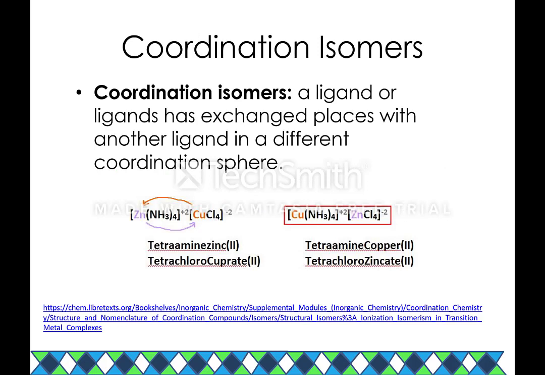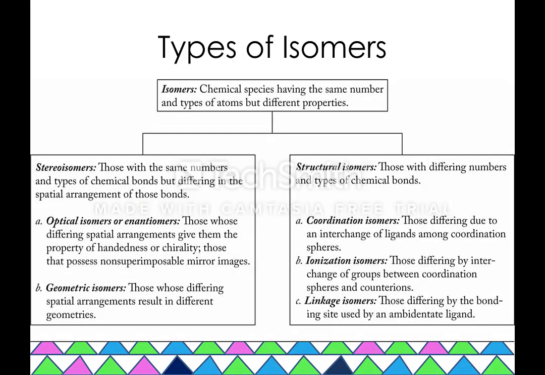You can also have coordination isomers. In coordination isomers, essentially ligands are exchanged with ligands in a different coordination sphere. Here you can see that the amines and the chloro ligands switch spots, so that now over here, the amine ligands are bound to the copper and the chloro ligands are bound to zinc. Those are the 3 types of structural isomers that you'll typically see.